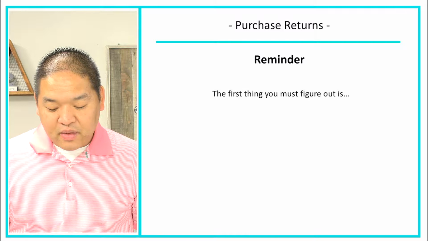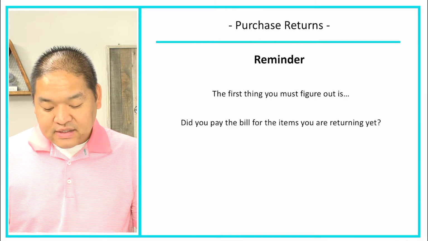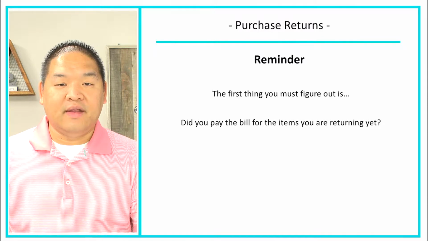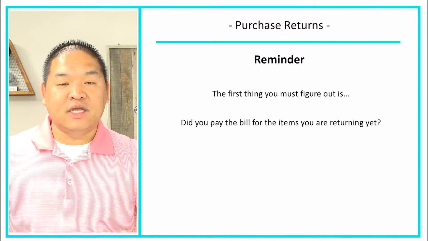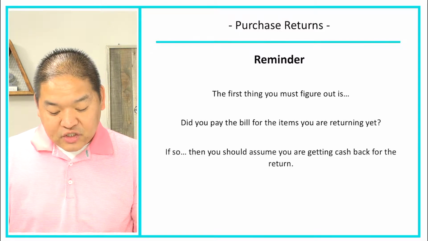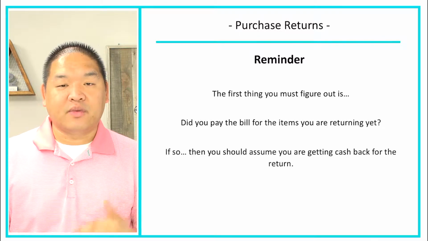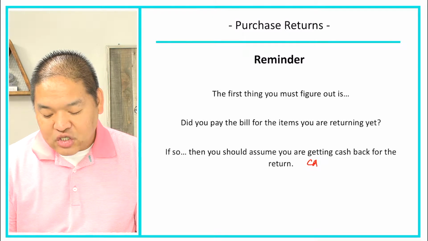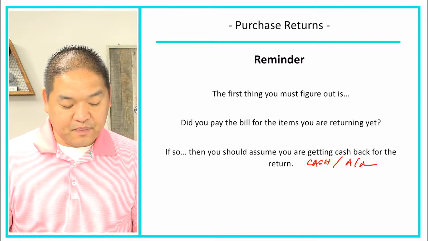Now, the first thing that we must figure out is, did we pay the bill for the item that you are returning yet? If we have, then the expectation is we would get a refund of our cash. Now, if so, then you would assume you're getting cash back for the return. So you can either use a debit to cash or a debit to accounts receivable.